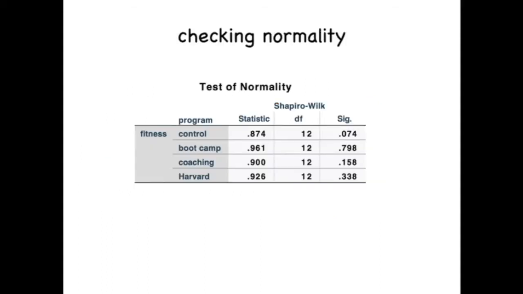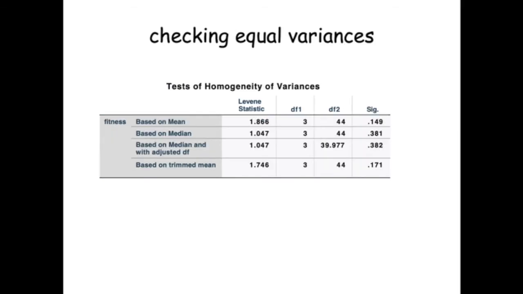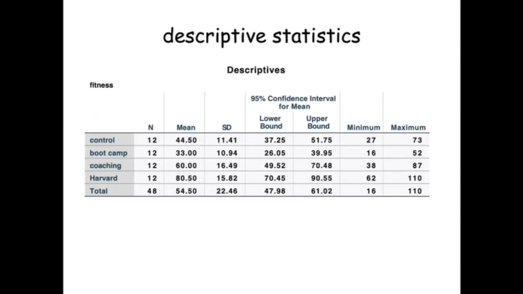The Shapiro-Wilk test examines normality for each level of the independent variable. All p-values are greater than 0.05, so the assumption is met. SPSS provides different versions of the Levene test, but we focus on the one based on means. This p-value is large, so the assumption is met. All of the assumptions are met, so we're ready to run the ANOVA. This table is not produced automatically in SPSS, so you need to select it under Options in ANOVA.